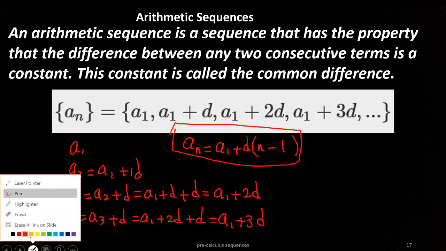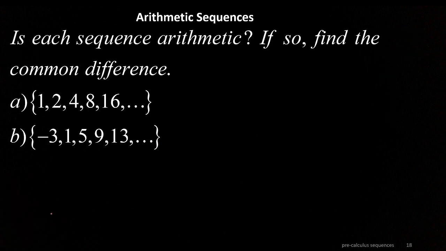Okay, so let me show you some examples. Are these arithmetic sequences? Well, let's see, 2 minus 1, 4 minus 2, that's 1, that's 2, 8 minus 4 is 4, no, because the differences are not the same. 1 minus negative 3, 4, 5 minus 1, 4, 9 minus 5, 4, 13 minus 9, 4. So that's the common difference.